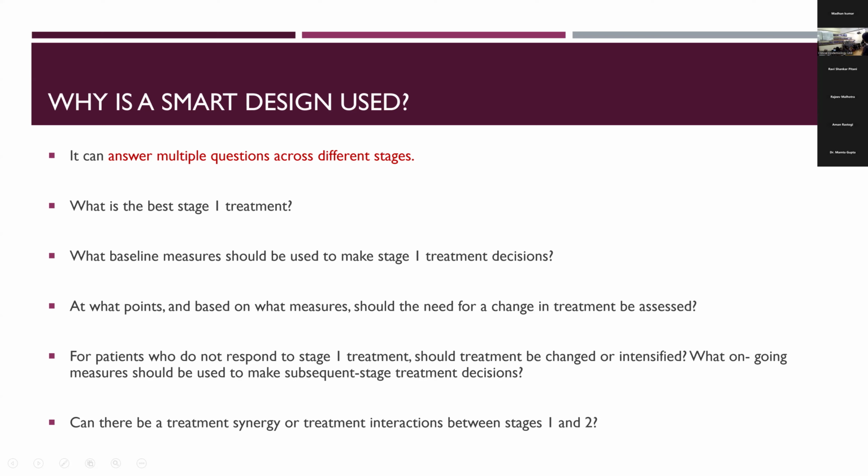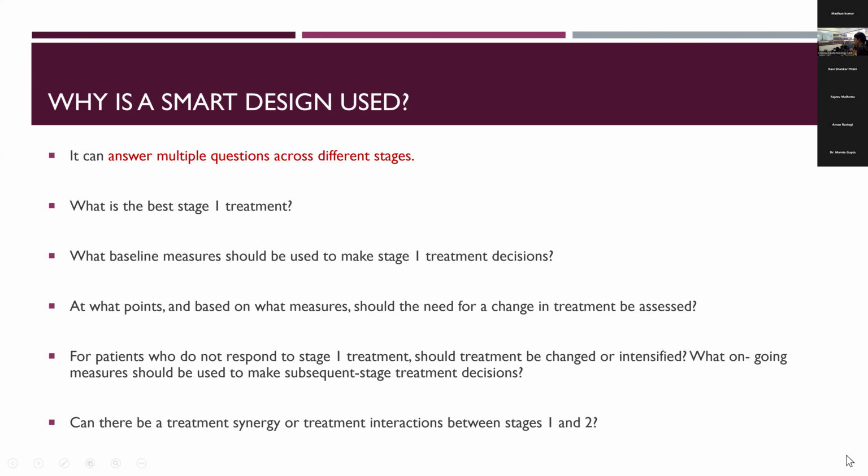Then it also helps you to understand the sequence of treatment. Diet first and then medication, or medication first and then only diet. What baseline measures can be used to make stage 1 treatment decisions? At what point do I need to change the treatment? And what is a good therapy for responders or non-responders?